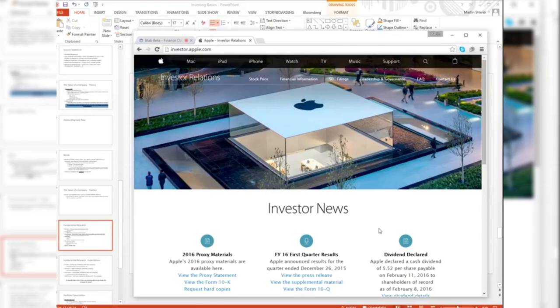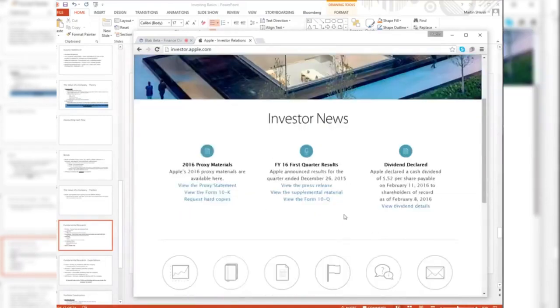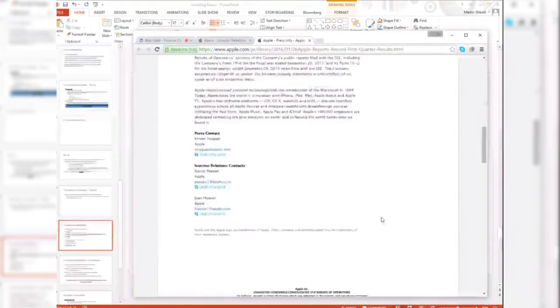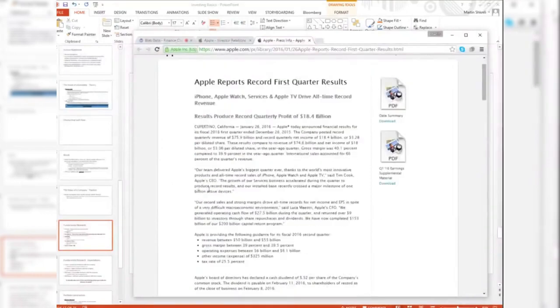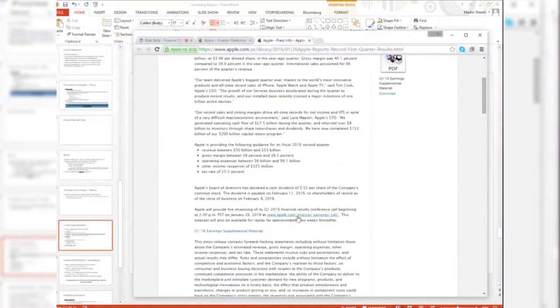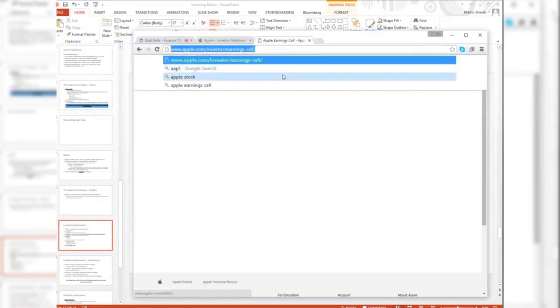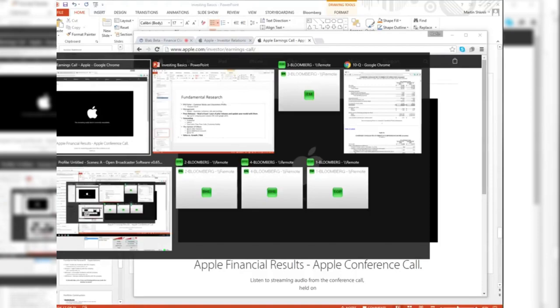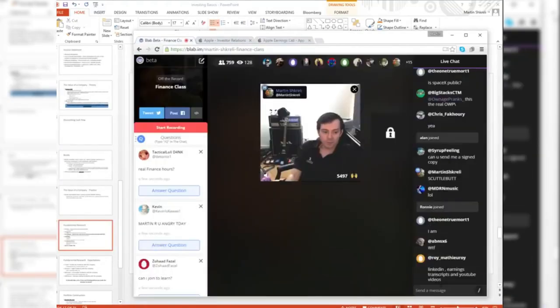But we can listen to conference calls. We can listen to Apple's conference call. Very few people do this, even though it's very easy to do. You go to Apple's website, apple.com, go to the investor website, and here's their earnings call. You can actually just click and listen. And let's listen to a few minutes of it.